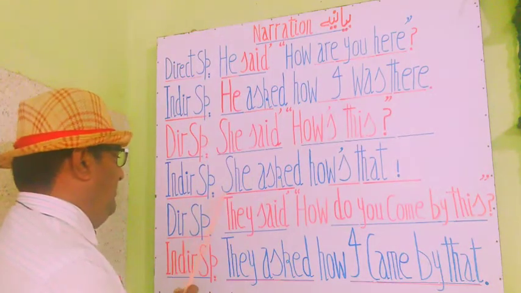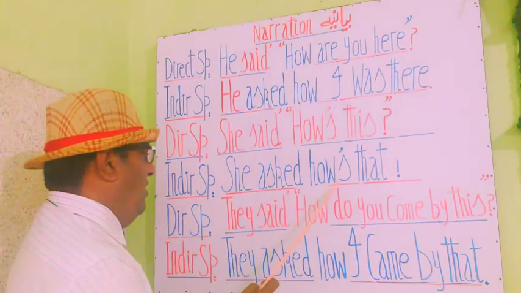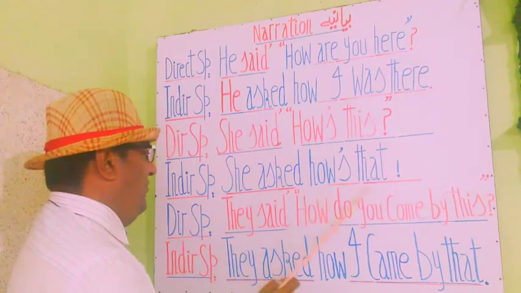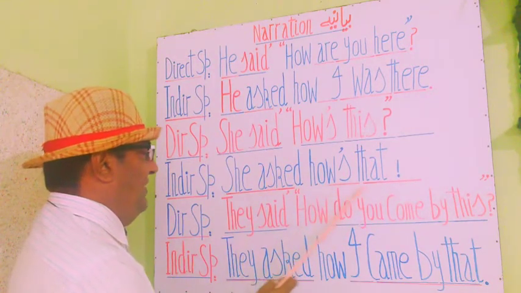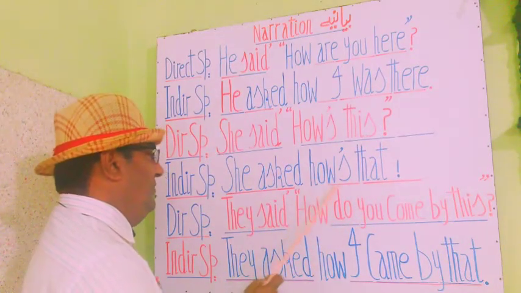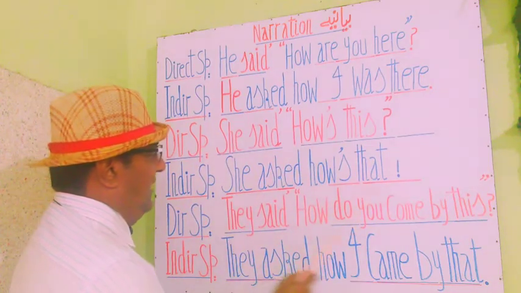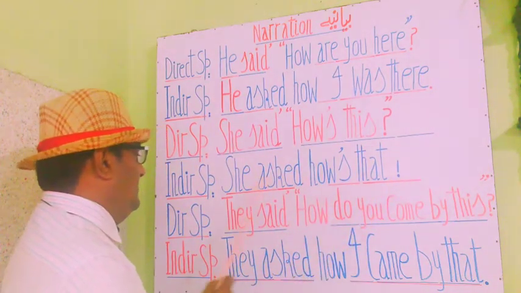So the new statement in indirect speech is, she asked, how was that? Usne pucha, wo kaisa tha? How was that? Wo kaisa tha?